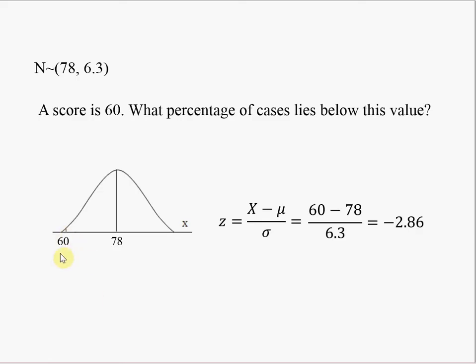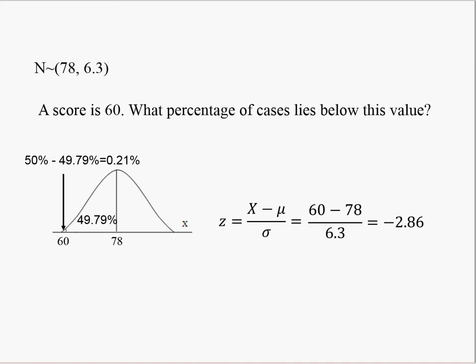So the 49.79% is not the size of the corner, but this area. To find the size of the corner, you have to do a little bit more maneuvering: 50% minus 49.79%, and that gives you 0.21%. That is the size of the corner.